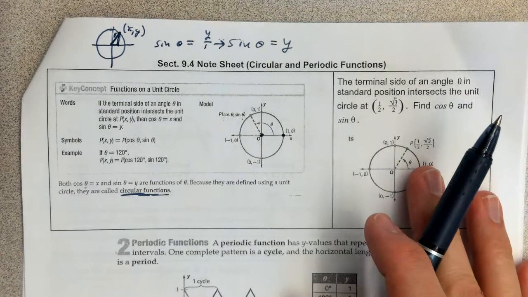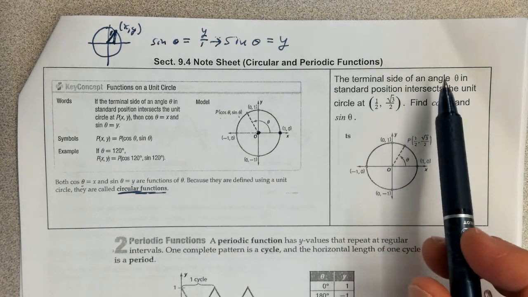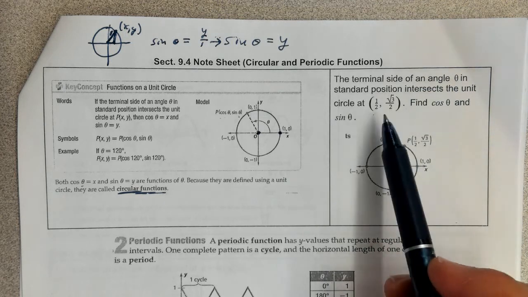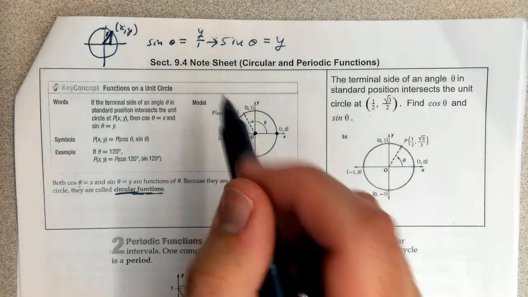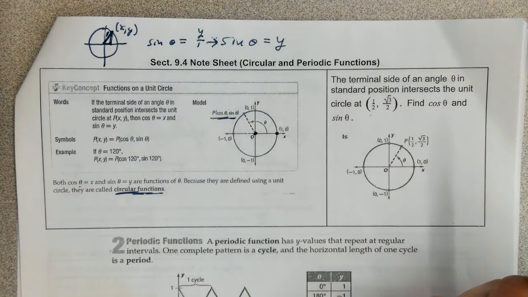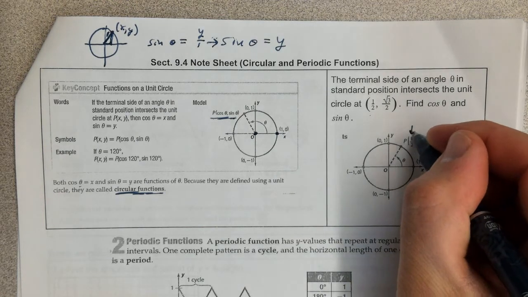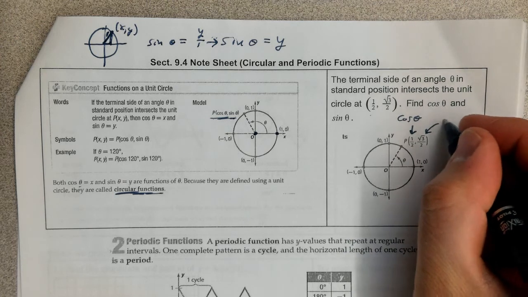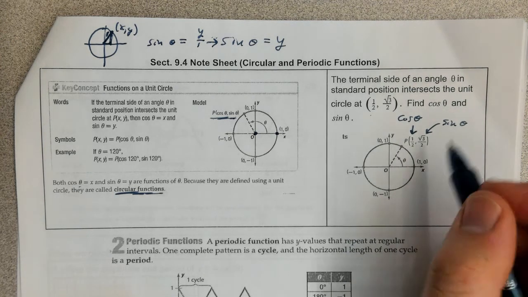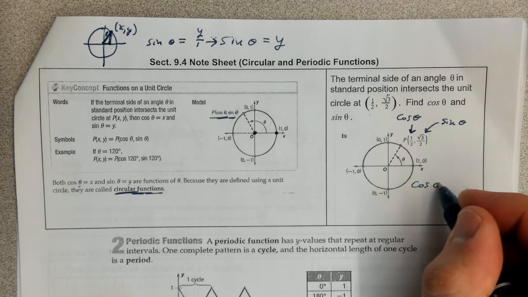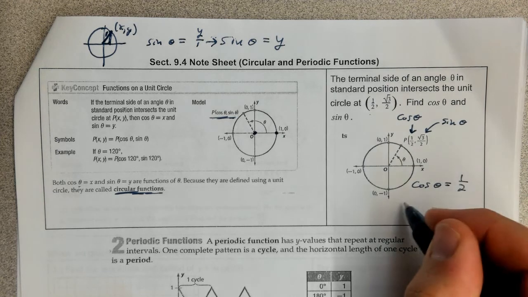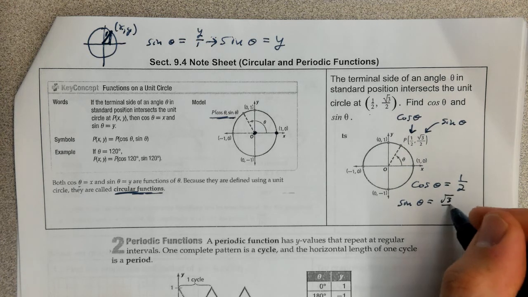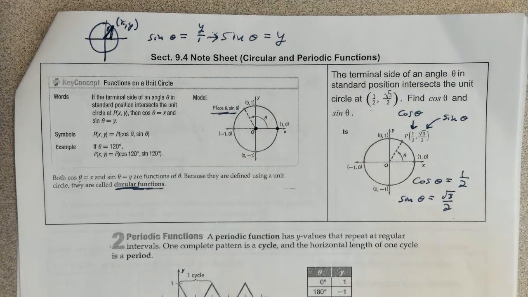So let's do an example. How would this be applied here? The terminal side of an angle theta in standard position intersects the unit circle at 1/2 comma root 3 over 2. Find cosine and sine. Don't overcomplicate this. We know that any point on the unit circle can be written as cosine comma sine. In other words, this value right here, which is 1/2, is cosine of theta. This value right here, which is root 3 over 2, is sine of theta. So we can write the answer. Cosine of theta is equal to 1/2, and sine of theta is equal to root 3 over 2. And that's it. That's all we need to do.